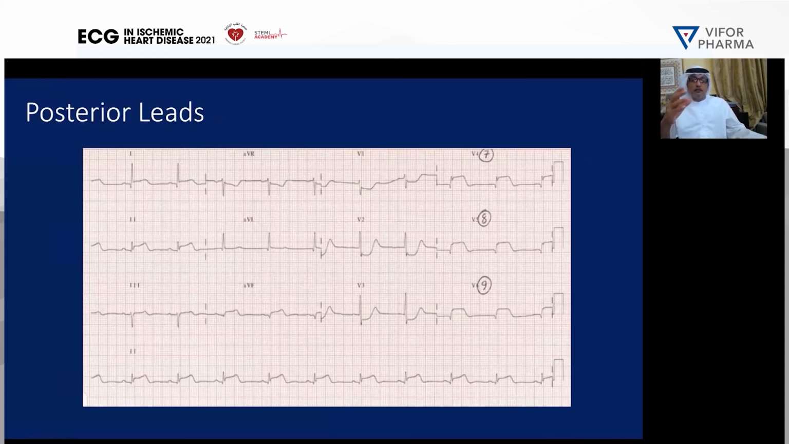What does that mean? It means that there is a posterior involvement, an inferior involvement, and a lateral involvement. That's a very large infarction. That's a poor prognosis. So you have to act rapidly and you have to anticipate complications. If they happen, you have to be prepared for those complications and treat them accordingly.